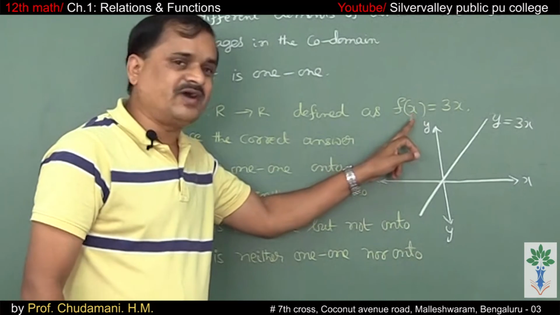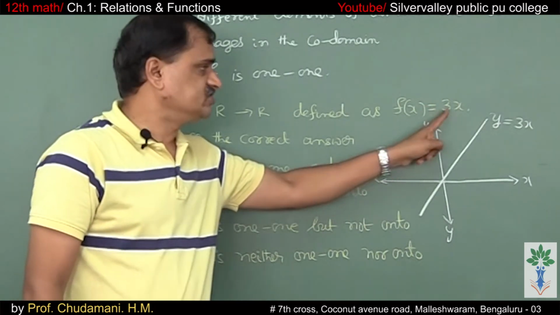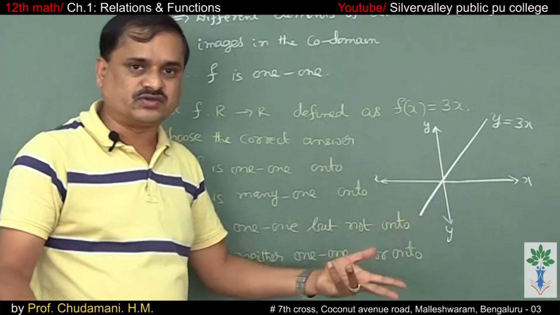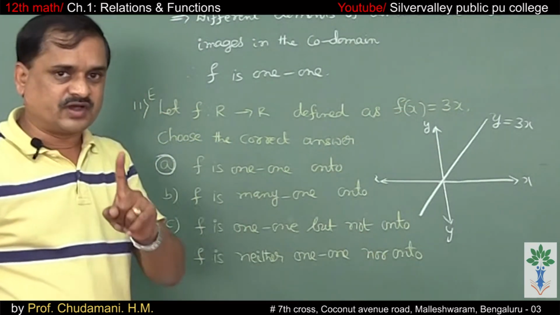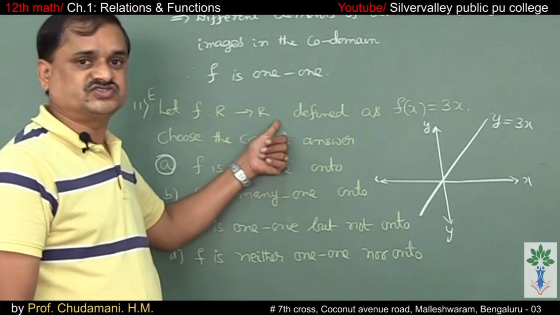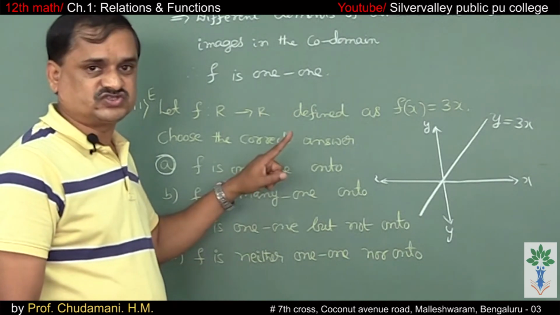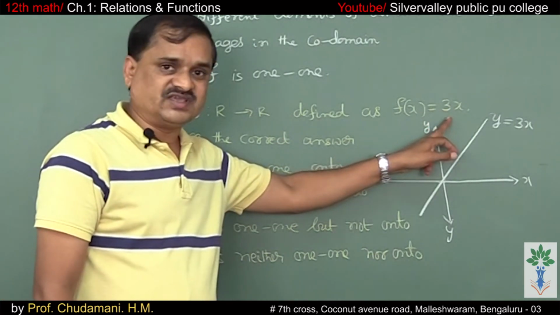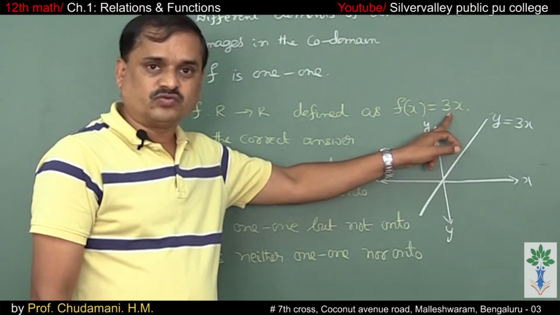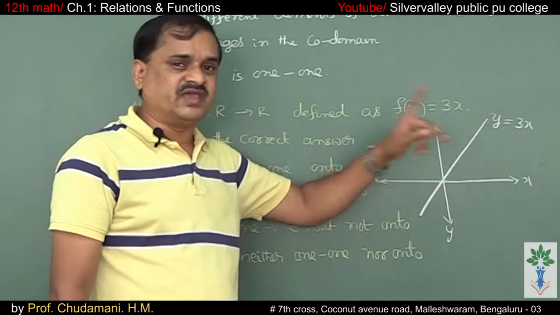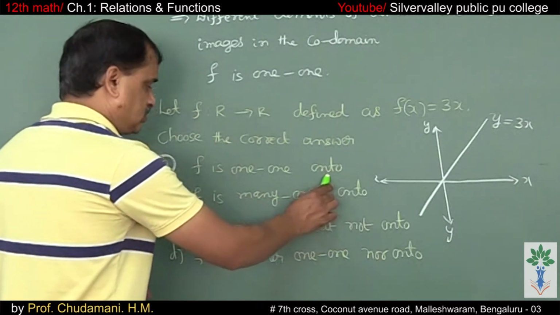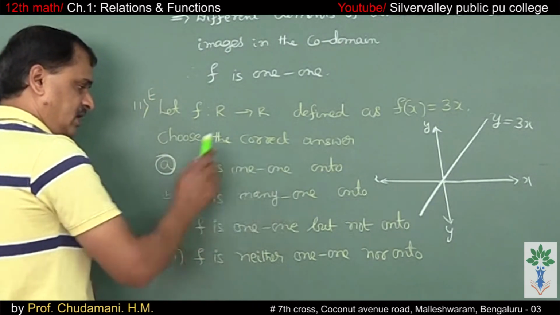So clearly it is both one-one and onto. So why? Because f of x1 equals f of x2 means 3x1 is equal to 3x2. 3 gets cancelled, x1 equals x2. It is one-one function. For onto, for all y belongs to the set of real numbers, there exists x belongs to the set of real numbers such that f of x is equal to y. 3x is equal to y means x equals y by 3. x equals y by 3 belongs to the set of real numbers. That means it is onto also. It is both one-one and onto.